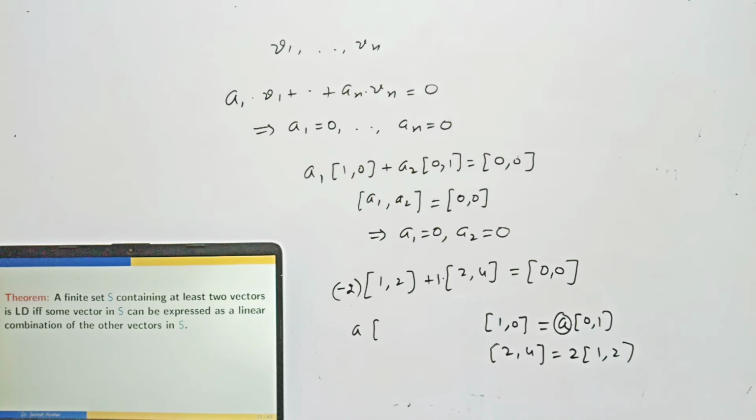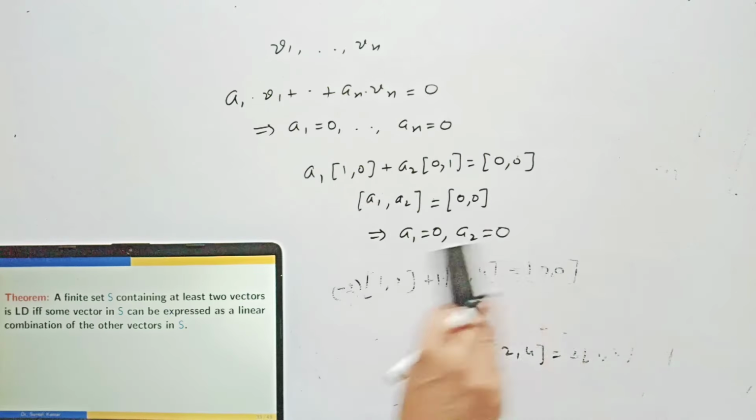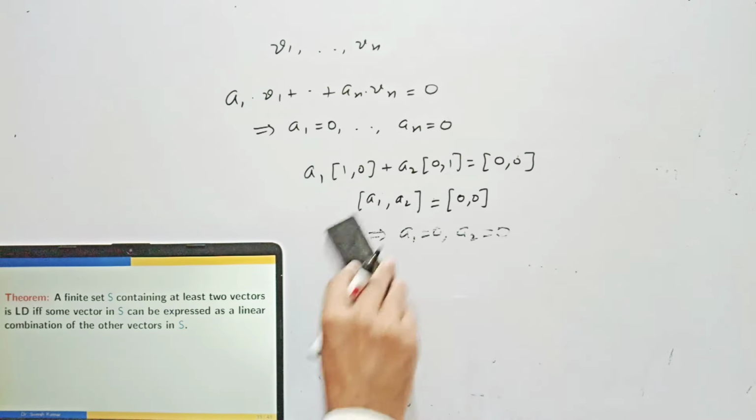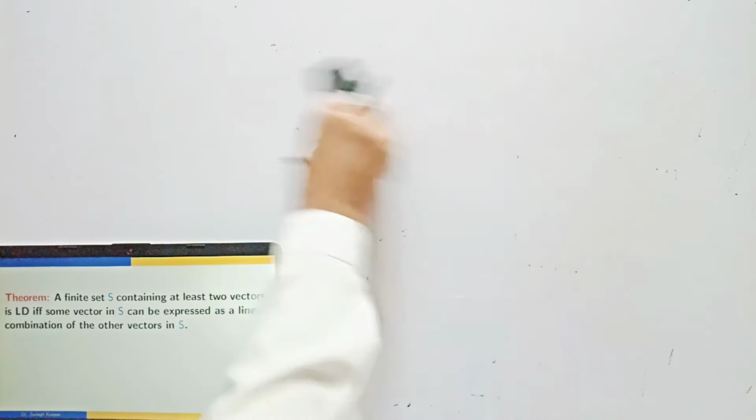Now these are some very simple results but are important. A finite set S containing at least two vectors is linearly dependent if some vector in S can be expressed as a linear combination of the other vectors in S. Proofs are given in the lecture notes, you can see there, but try to understand the logic here.